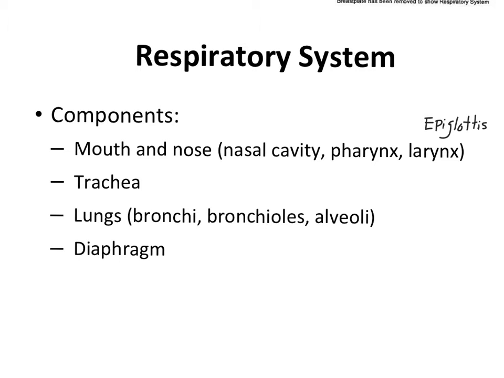We have a few different components of the respiratory system that you're going to have to familiarize yourself with. Of course, we have the mouth and nose, and that can be broken down into a number of other components. We have the trachea, which is also called the windpipe colloquially. There are the lungs and the components within the lungs, and the diaphragm.